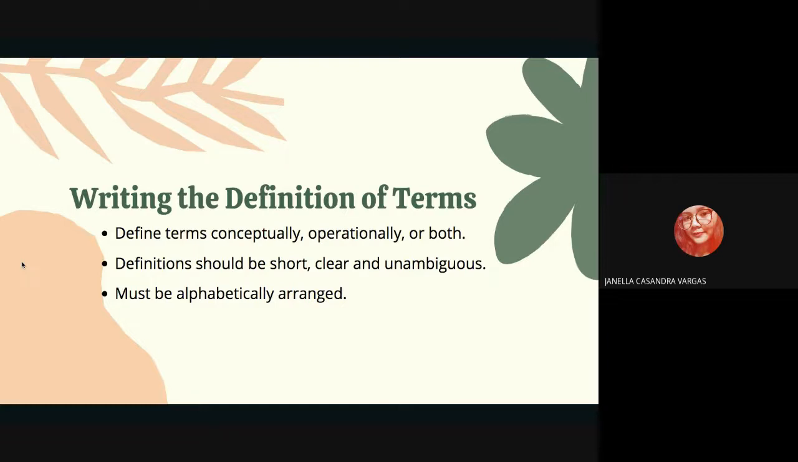The main goal of having a definition of terms on your paper is for you as a researcher and for your readers to connect. So as much as possible, make it clear, brief, direct to the point, not doubtful, and understandable. And of course, since your definition of terms serves as the mini dictionary of your paper, much better if it is alphabetically arranged. Next slide.